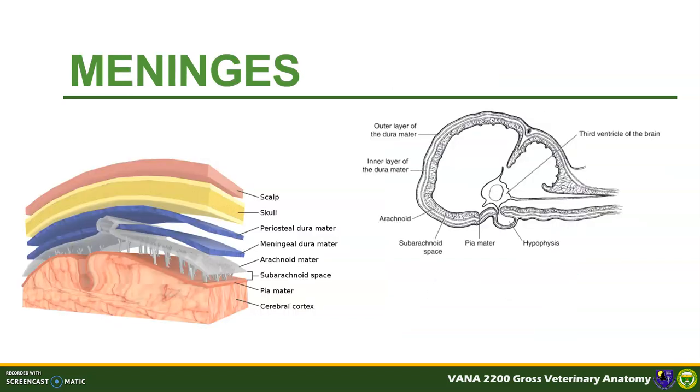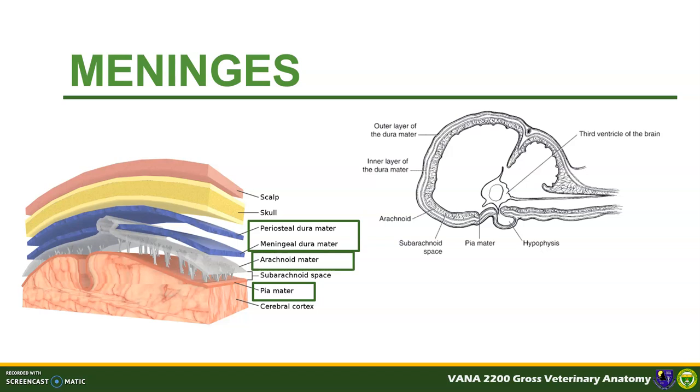Next, we move to the meninges. Meninges are connective tissue coverings of the brain and the spinal cord. They include, from deep to superficial, the pia mater, the arachnoid, and the dura mater.